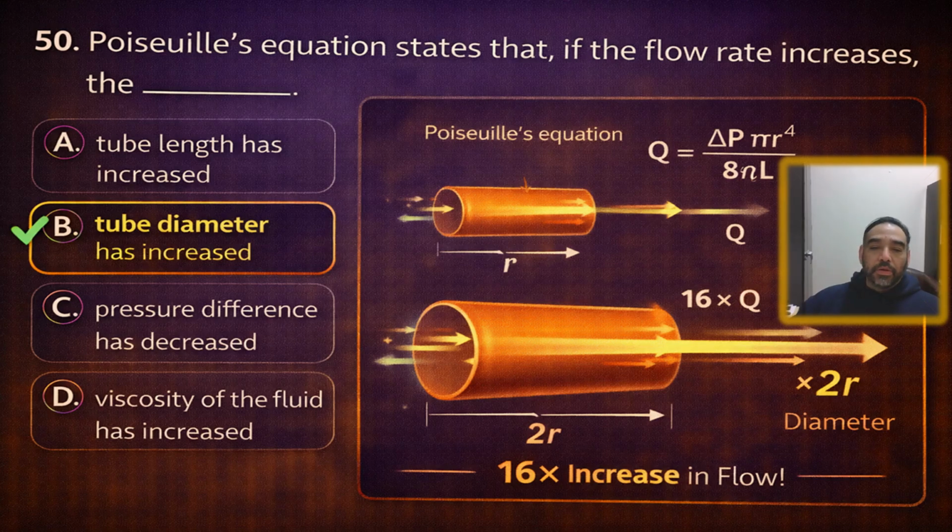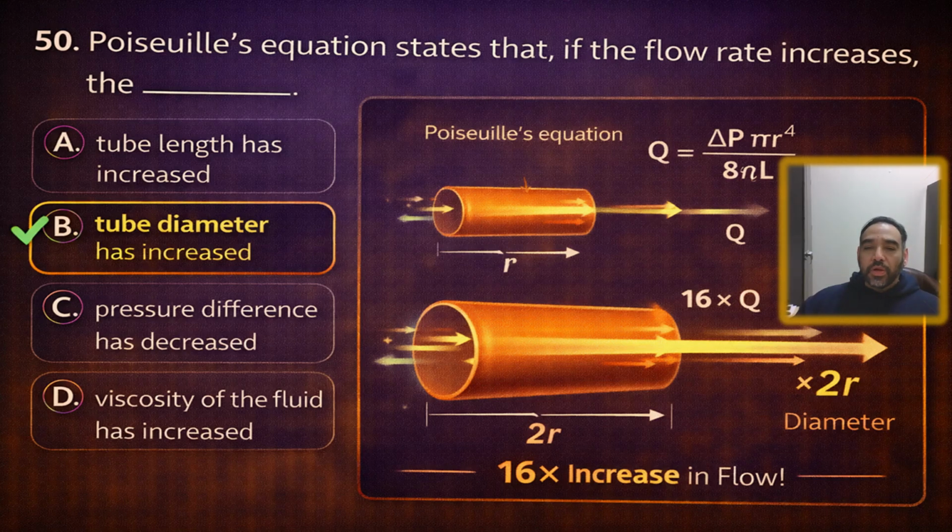And again, the key player here is R to the fourth. The flow rate is proportional to radius to the fourth power. So that means, again, if radius increases just slightly, flow increases dramatically. If diameter increases, therefore the radius increases, so flow will increase. So flow rate increases. The most powerful explanation is the tube diameter has increased.